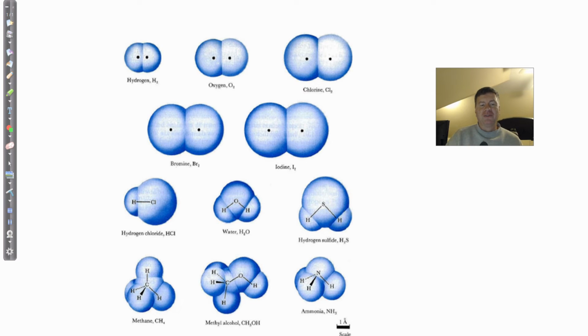So here's some examples. You see up here hydrogen, we have two hydrogens, we have oxygen, chlorine. We can refer to these as molecules of chlorine gas, oxygen gas, hydrogen gas, because it's just one kind of element. But if you see something like ammonia or methyl alcohol or methane, we refer to these as compounds because it's two or more different kinds of elements combined together. But here's the key thing. These are still molecules because they are joined together, they're held together by chemical bonds.